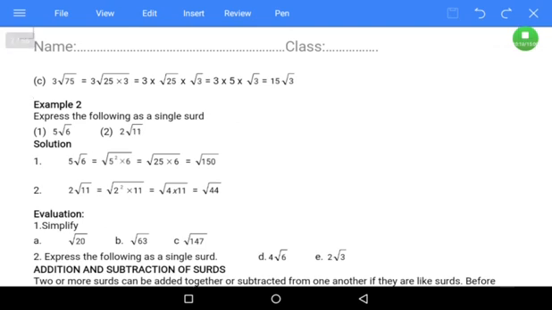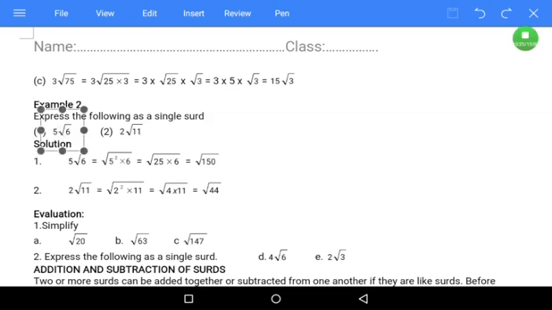When you see the number in the square root, express that number as a product of a perfect square and a non-perfect square. Then find the square root of the perfect square that leaves the square root, then leave the non-perfect square in the square root, and you are done. Alright, so example 2 says express as a single surd.